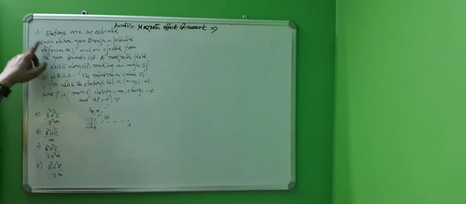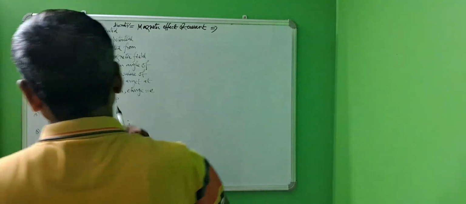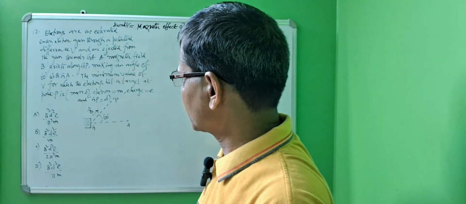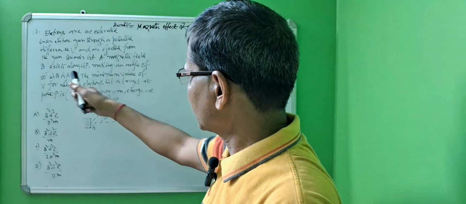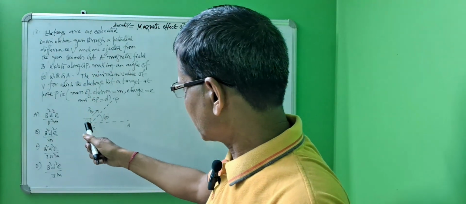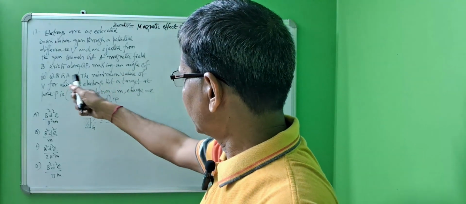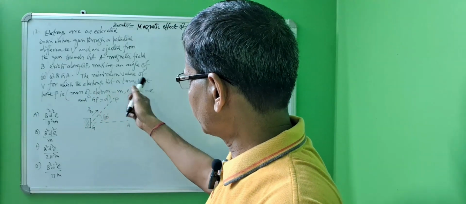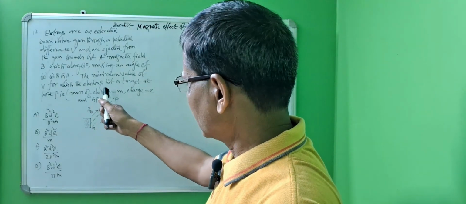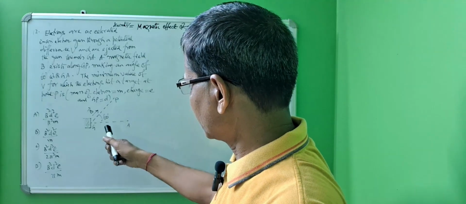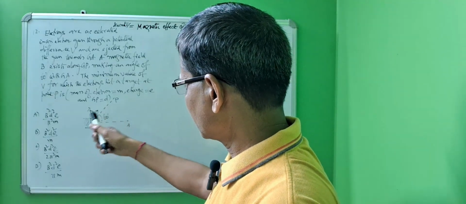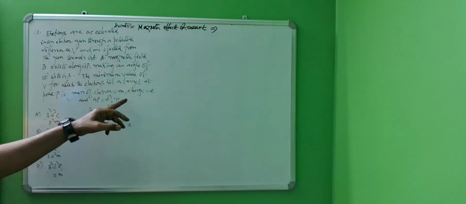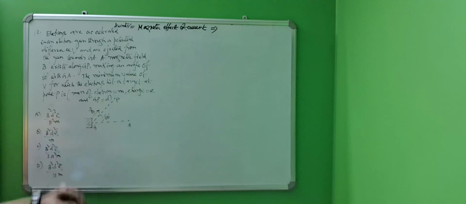This problem: electrons are accelerated in an electron gun through a potential difference V and are ejected from the gun towards GA. A magnetic field B exists along GP making an angle of 60 degrees with GA. The minimum value of V for which the electrons hit a target at point P is one of these four answers given here. The mass of the electron is given, charge E, and GP equals d is given.